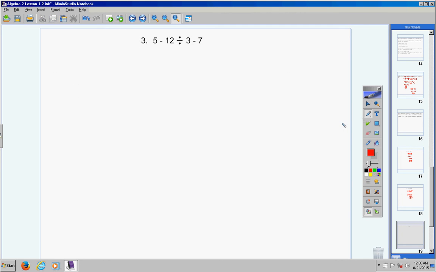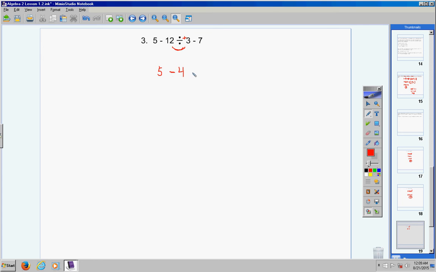Alright, well, this one's pretty simple. We can do this pretty quickly. I see no powers, roots, or absolute values. I don't see any parentheses or brackets to simplify. So next I'm looking for all multiplication and division as it comes. Well, I don't see any multiplication, but I do see division. 12 divided by 3. Now remember, don't just bring down this negative sign. Check and make sure you have a negative 12 divided by a positive 3. A negative divided by a positive is negative. 12 divided by 3 is 4.